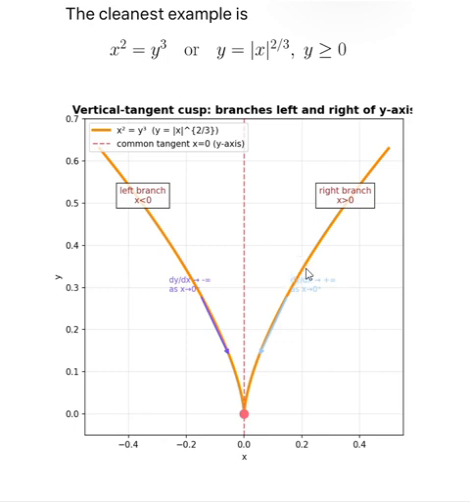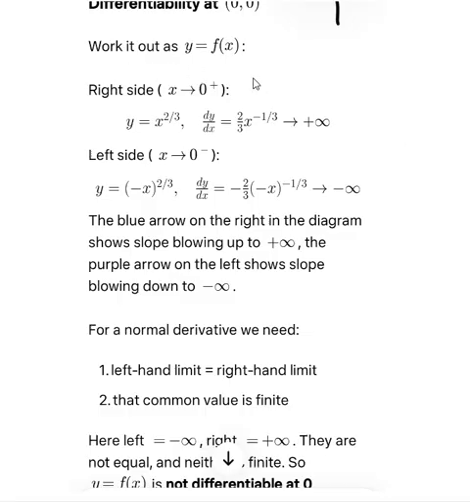And even if they were equal, they are not defined, since they are infinity. The same thing works at the right side: as x tends to 0, if you work out dy by dx, it becomes positive infinity, and on the left side it becomes negative. The blue arrow in the right diagram shows the slope blowing up to positive infinity. The purple arrow is going to become minus infinity.